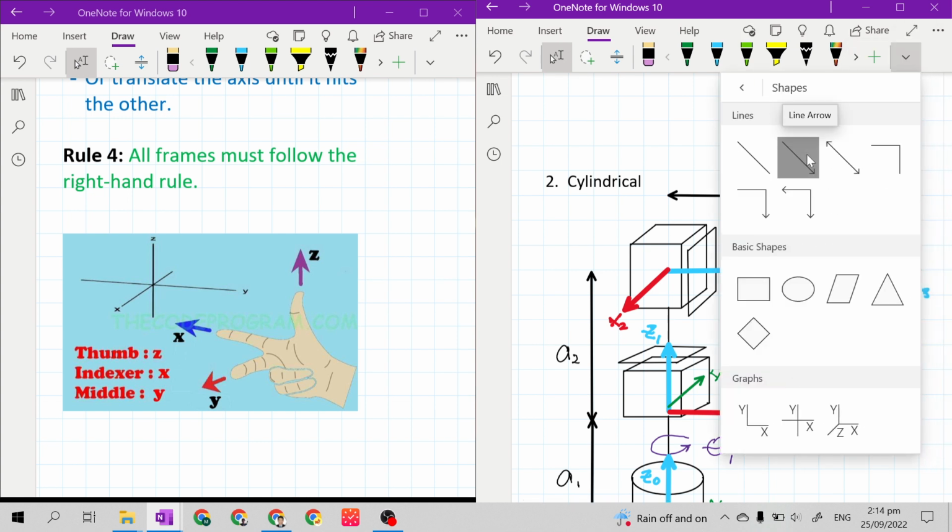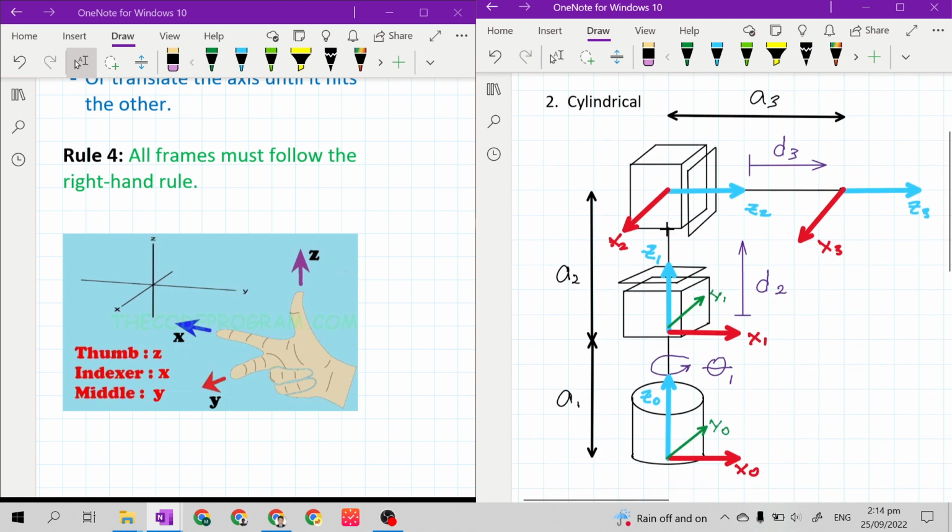The next frame is different from the first and second frame. So frame 2. This is the z-axis, the thumb. This is the x-axis. So the middle finger is pointing downward. Okay, so this will be our y sub 2.